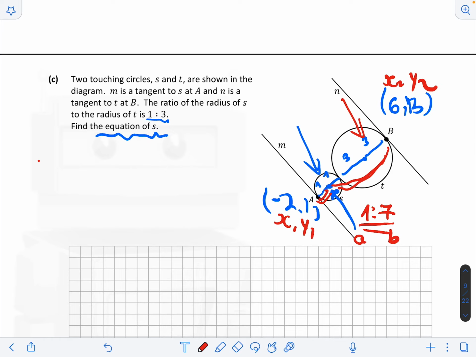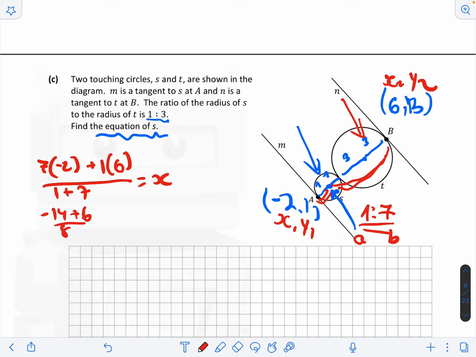So it says B multiplied by x1 plus A, which is a 1, multiplied by x2, over A plus B. So A plus B is 8. And that gives me the x of the point. So I'm going to calculate that. So it's minus 14 plus 6 over 8, which gives me minus 1. So the x of the center is minus 1.